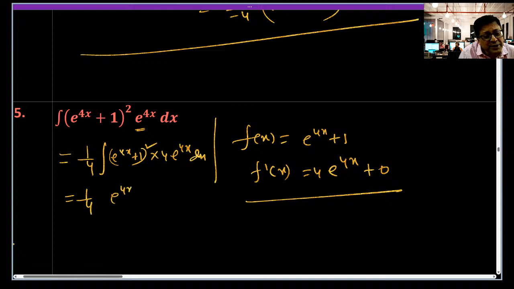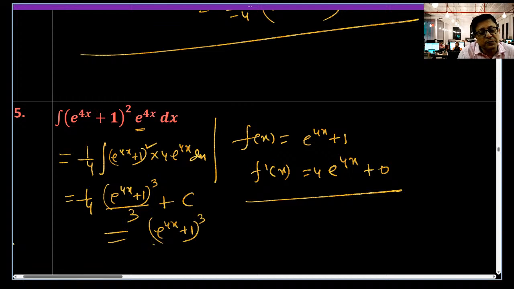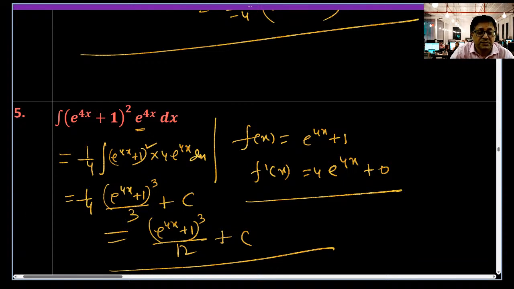So the answer will be e to the power 4x plus 1 to the power 2 plus 1 by 3 plus c. These two you multiply. e to the power 4x plus 1 cube by 12 plus c. Clear?